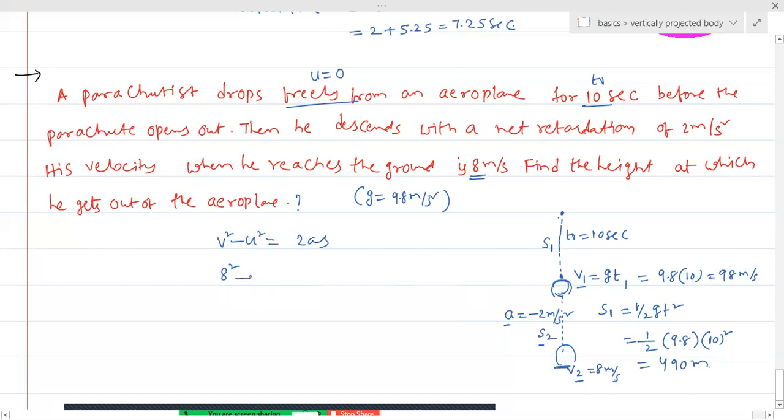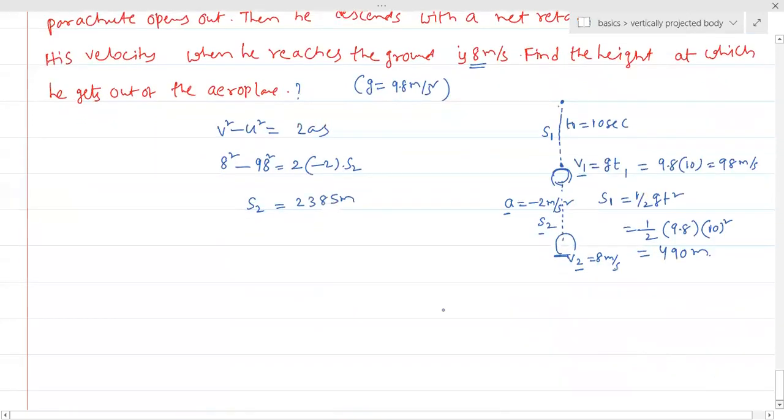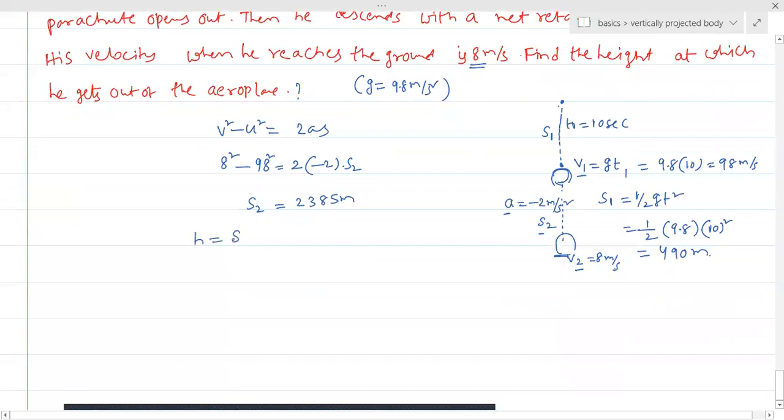We are writing that equivalent to 98 whole square. That equivalent to 2 into acceleration, which is minus 2, that is retardation, into s. By solving that, we get around 2385 meters, let us say. But the question is, we need to find the total height. So total height is nothing but s1 plus s2. S1 is 490 plus S2 is 2385. So finally, we are going to get 2875 meters.